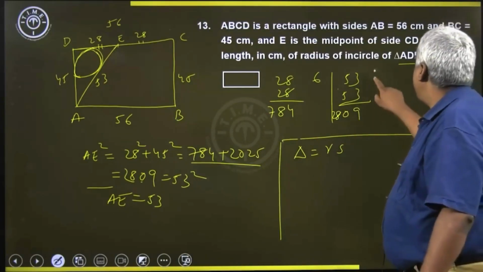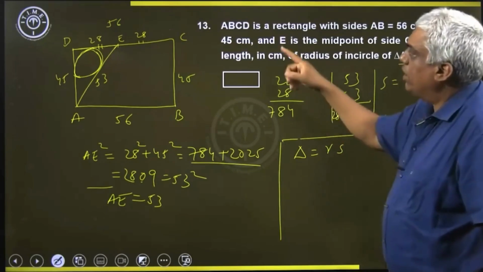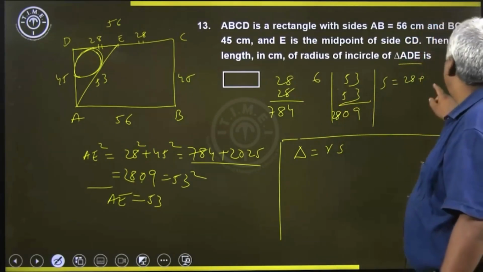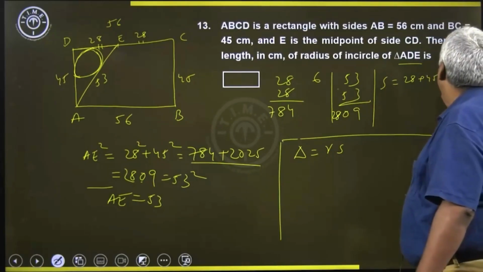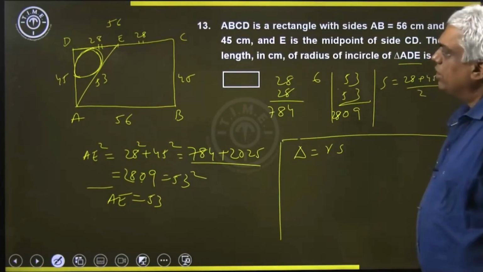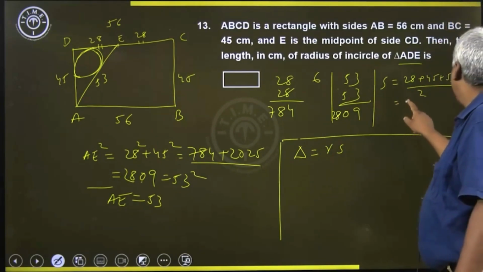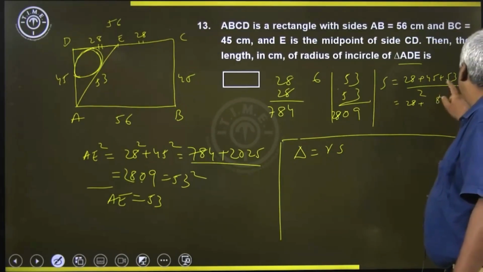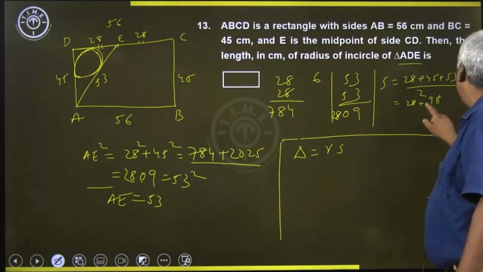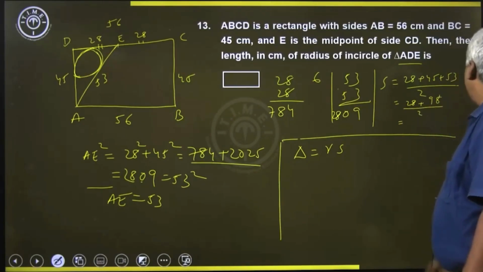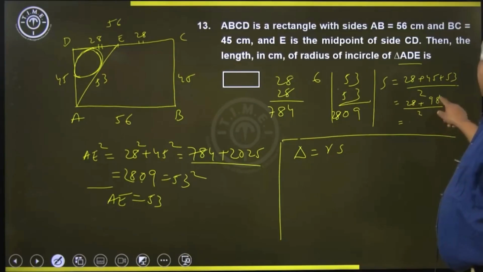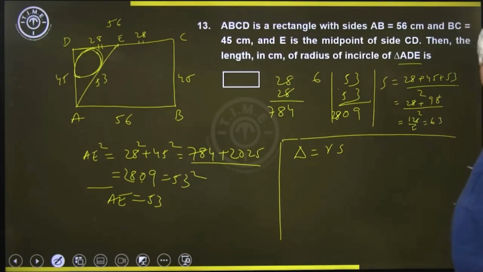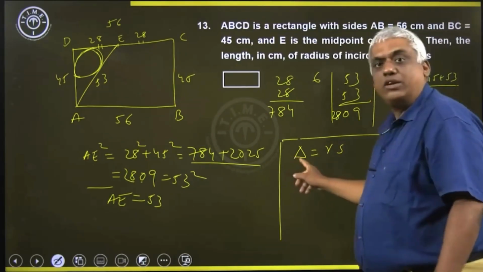What is semi perimeter here? Semi perimeter will be what? 28 plus 45 plus 53 by 2, right? Okay, so now here you see 28 plus 53 plus 45, this is 126, by 2. So 126 by 2 will be 63, right? Semi perimeter is 63. So area of triangle equal to r into s.